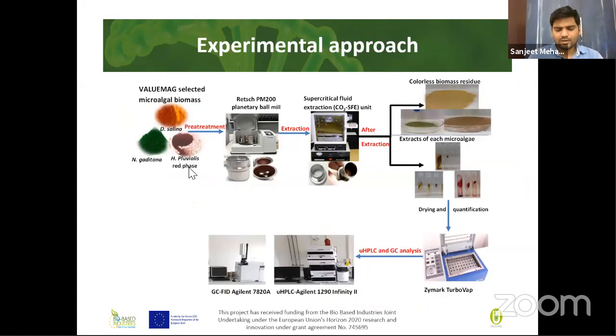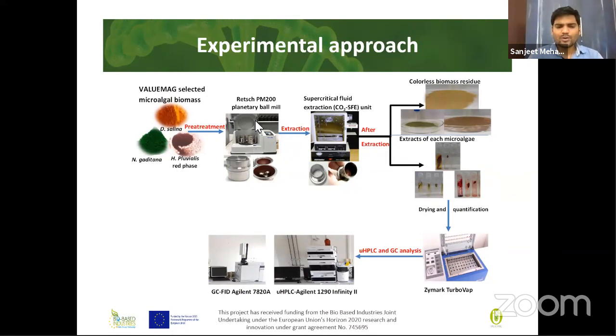So here is the brief on the algae strains that were proposed in the Valumac project. The Valumac project is a European project funded by Horizon 2020, and I am a part of this project. In this project, we chose three microalgae strains: Dunaliella salina, Nannochloropsis gaditana, and Haematococcus pluvialis.